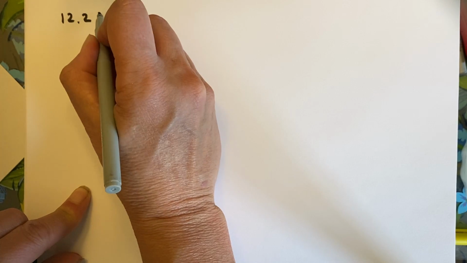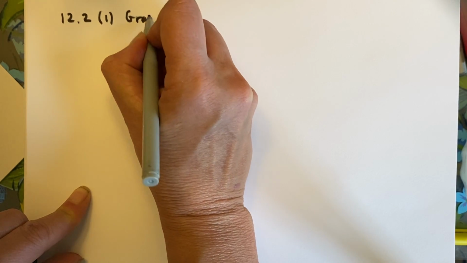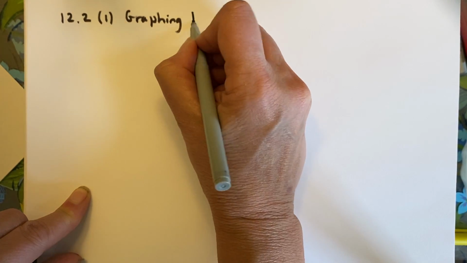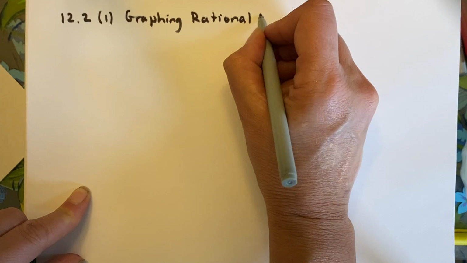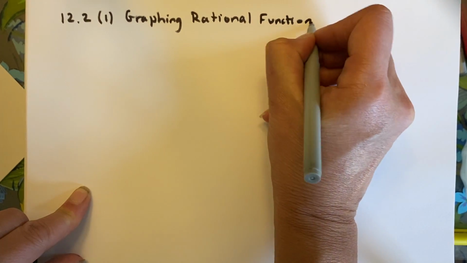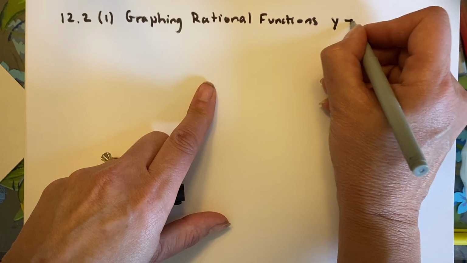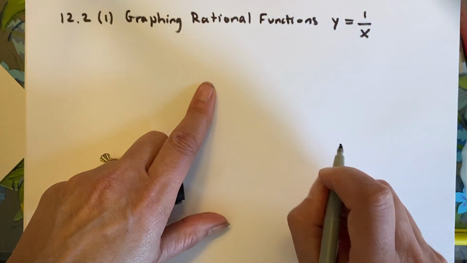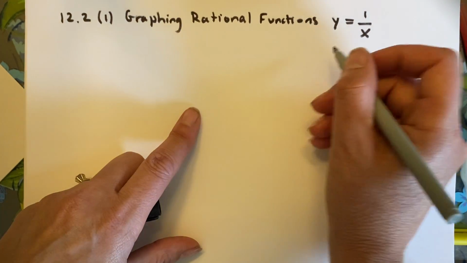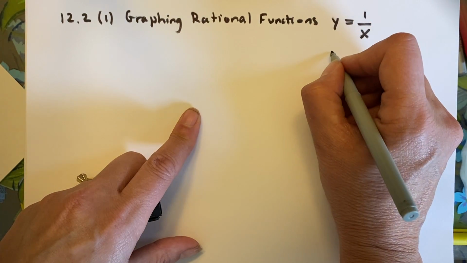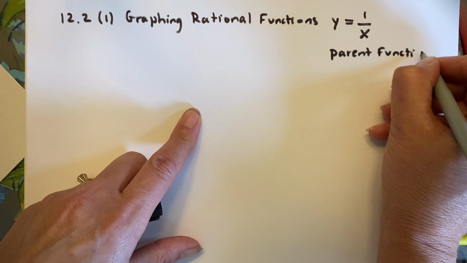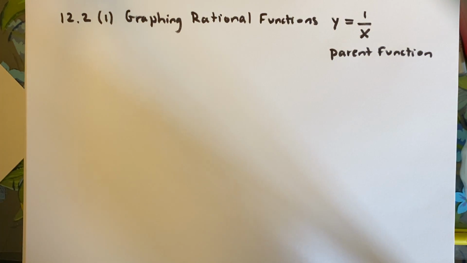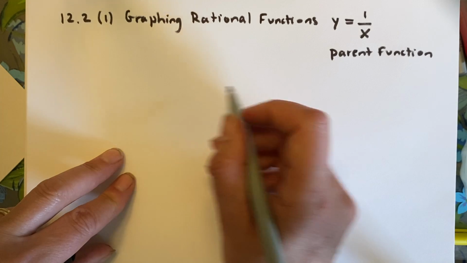This is the first day for 12.2. So it's day 1, graphing rational functions. We've been calling them inverse relationships or inverse functions, but their formal name is rational functions. And what defines them is they have this x in the denominator. The parent function is this that I just wrote. This is the parent function. In other words, the simplest version of a rational function, and all of the other rational functions are going to be derived from it.